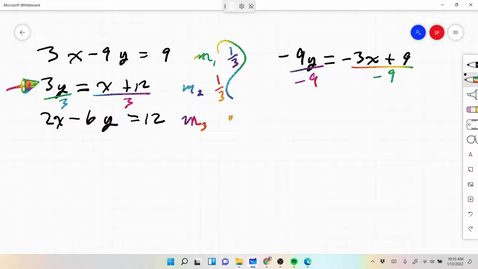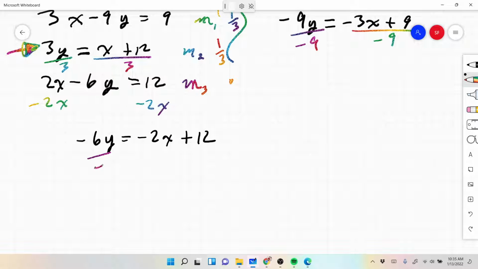To get this one in slope-intercept form, what are we going to have to do? Subtract 2x. So we end up with negative 6y equals negative 2x plus 12. Now what would we do? Divide by negative 6. What's negative 2 divided by negative 6? 1/3. So since all the slopes are the same, these lines are parallel.